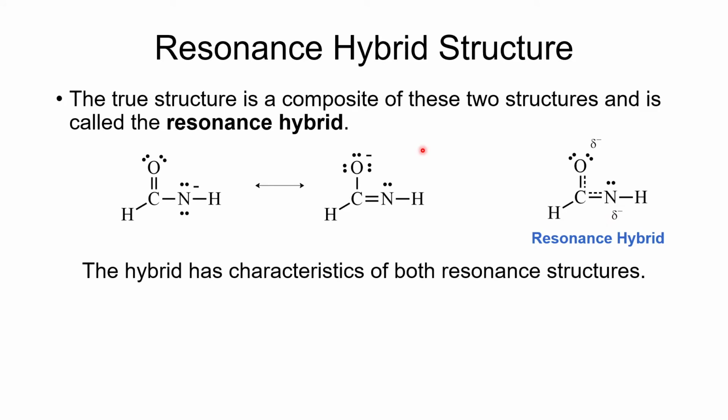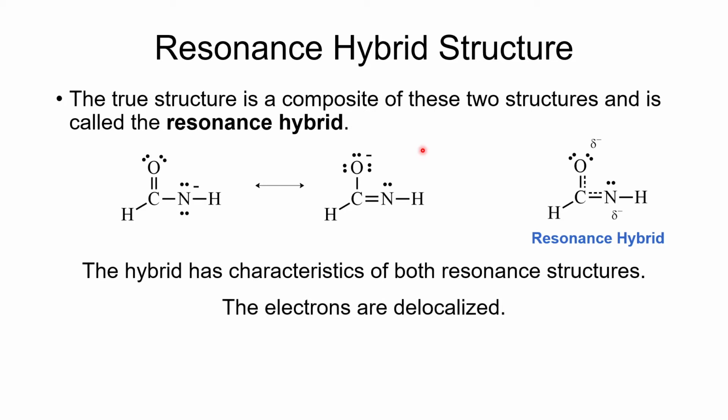So the hybrid has characteristics of both resonance structures. The thing is that a hybrid, the resonance hybrid, is not a valid Lewis structure in and of itself. When we're drawing structures, we like to draw Lewis structures. The hybrid is just a way of representing what the average of those resonance structures is going to look like.